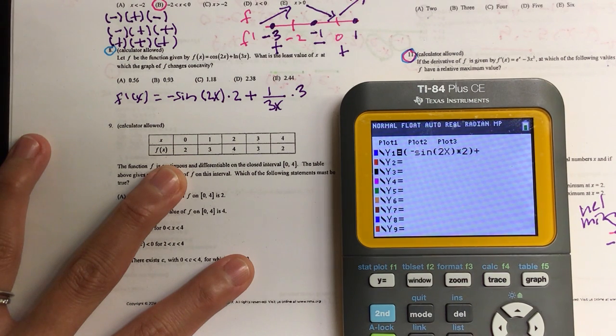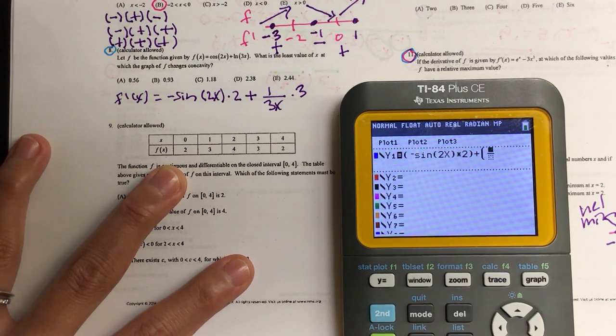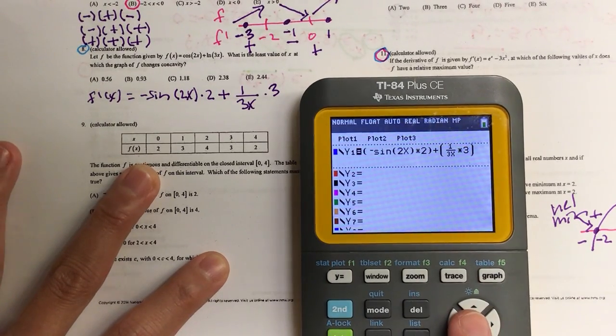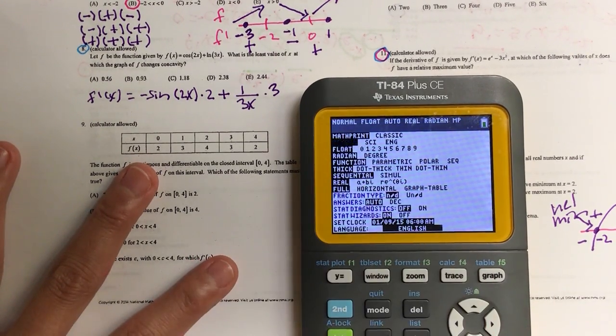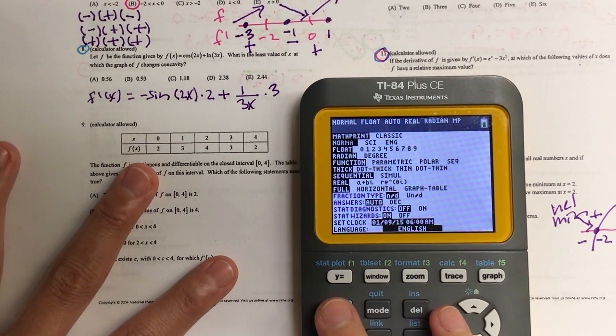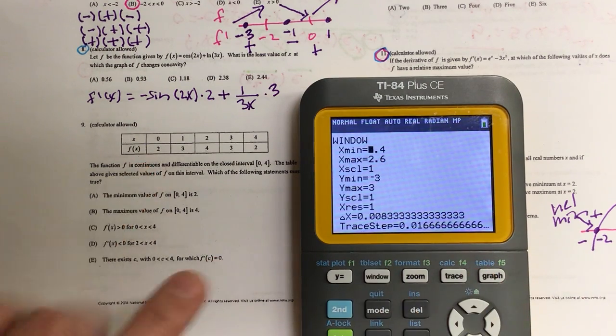And then I have 1 over 3x times a 3. And yes, you may simplify as you go. Make sure your mode, since we're using our trig function, is in radian mode. Everything in calculus is in radian mode. And when you are ready, let's manipulate the window.